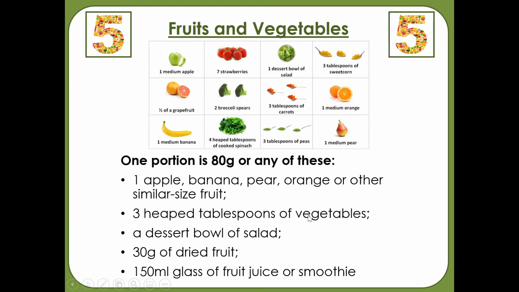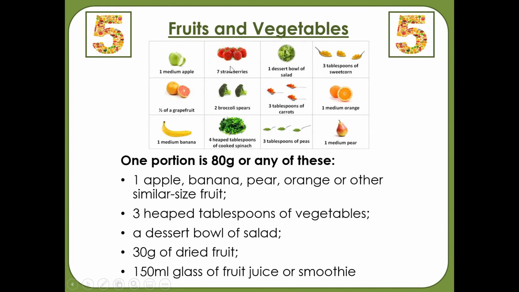Vegetables, heaped tablespoons. So, for example, peas, 3 heaped tablespoons. A dessert bowl of salad, so obviously a portion of a salad. 30 grams of dried fruit, 150 ml of fruit juice or smoothie. So it's just different varieties, but yeah, if it's a vegetable like sweet corn, cut up carrot, peas, it's 3 tablespoons. If it's a whole fruit, usually an apple, banana, orange, and it can be a wee bit more, it just depends on the size, obviously.